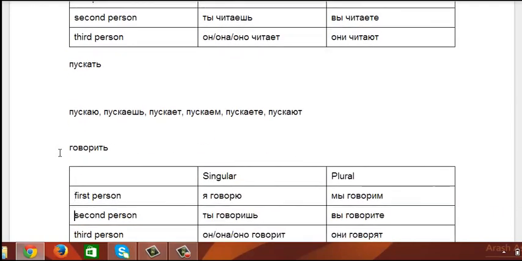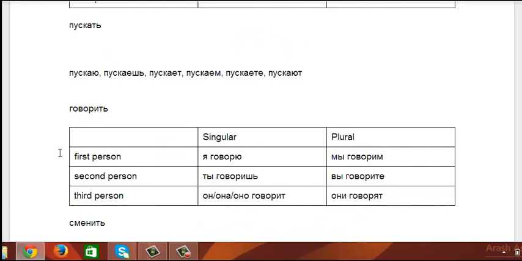The next pattern is говорить. Let's remind ourselves of the conjugation of this verb. Повторите. Говорить. Я говорю. Ты говоришь. Она говорит. Мы говорим. Вы говорите.